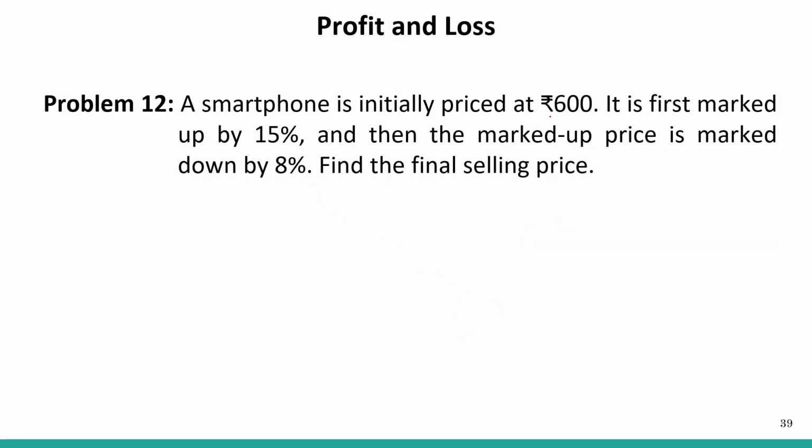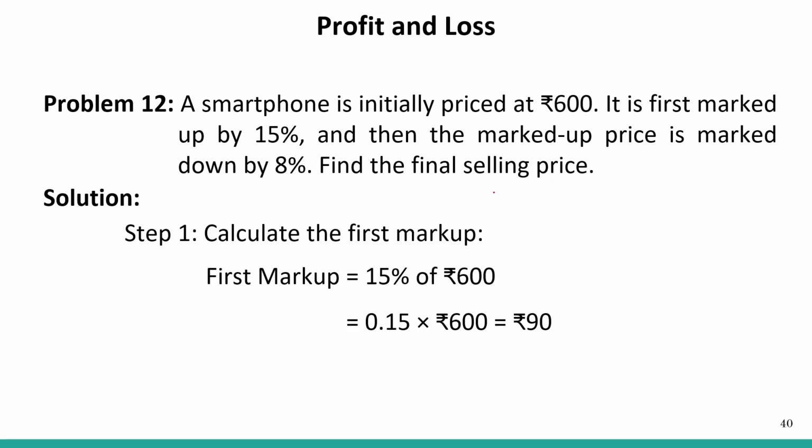So a smartphone is initially priced at 600 rupees. Okay, it is first marked up by 15% and then the marked up price is marked down by 8%. Then find the final selling price. Okay, so calculating the first markup. So first markup is equal to what? 15% of 600. So it will be what? Because 15% decimal form is 0.15. So 0.15 into 600 is equal to 90 rupees.